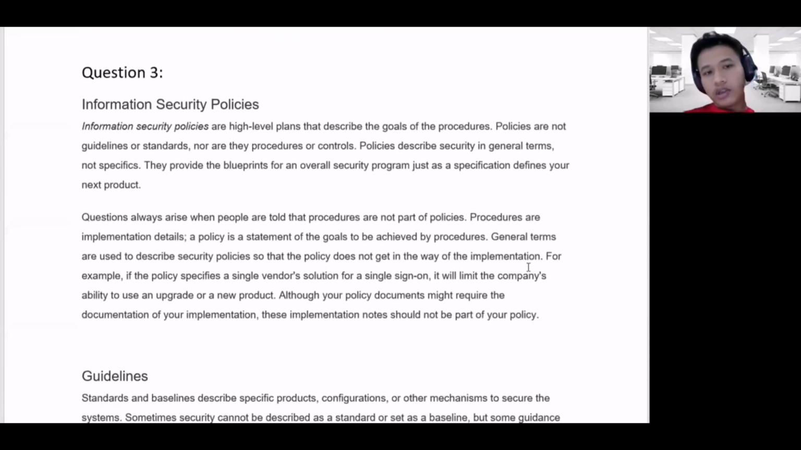Question 3 is about the policies, guidelines, and the procedure. What do we mean by the policy? Policies are high level plans that describe the goals of the procedures. Policies are not guidelines or standards, nor are they procedures or controls. Policies describe the security in general terms.